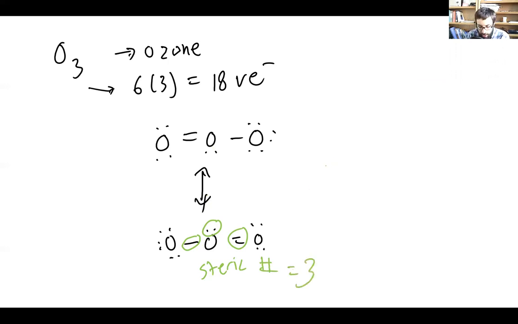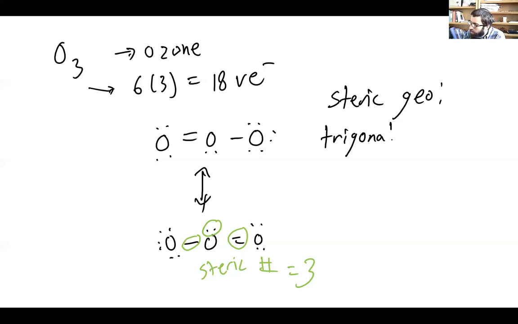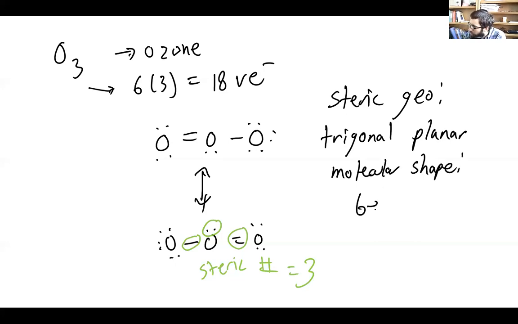That means our steric geometry is going to be the geometry that gives 3 points in 3-dimensional space as far apart as they can be from one another. That's a triangle, basically a planar triangle. So it's just a normal triangle. Trigonal planar, we call it. Now the molecular shape is the next question, and that's going to be bent.